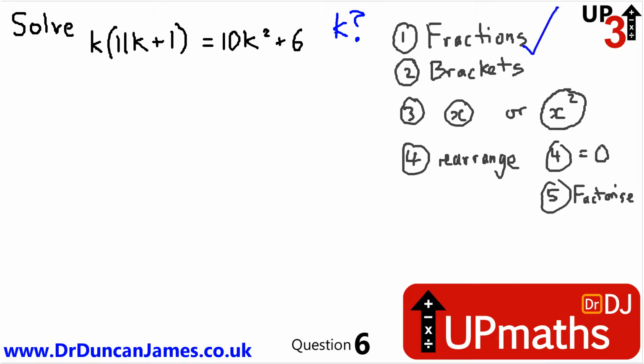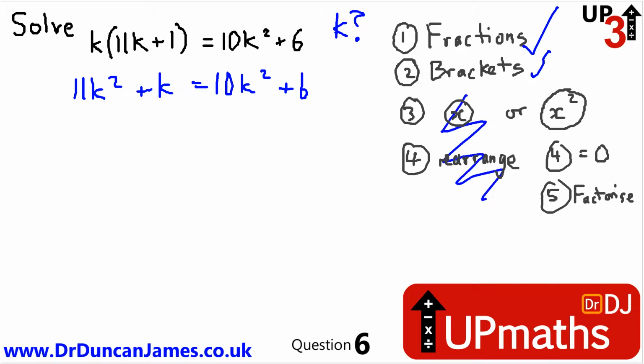So there aren't any fractions, let's deal with that. Let's deal with the brackets. That'll be 11k squared plus k. And then the right hand side stays the same. Is it an x or an x squared? Well, it's a k squared, but I still like to say in my head x or x squared. It's how I think about it. Anyway, whatever works for you. So it's definitely an x squared, so let's make equal to 0.